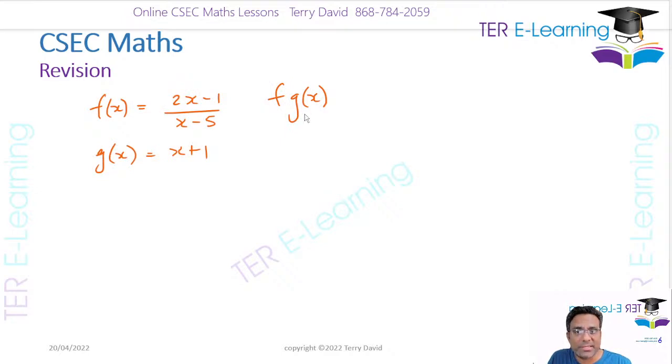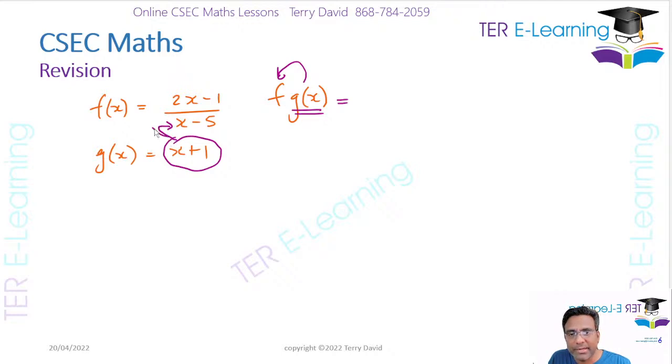So to do this, we're going to take the function g and plug that into the function f. So basically, everything that we have for g, you're going to plug into this function here. You're going to plug it here, and you're also going to plug that value across here as well. So this is going to be 2 open brackets x plus 1 minus 1, all over x plus 1 minus 5.